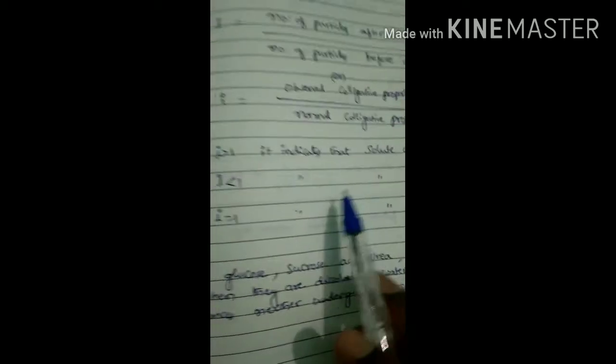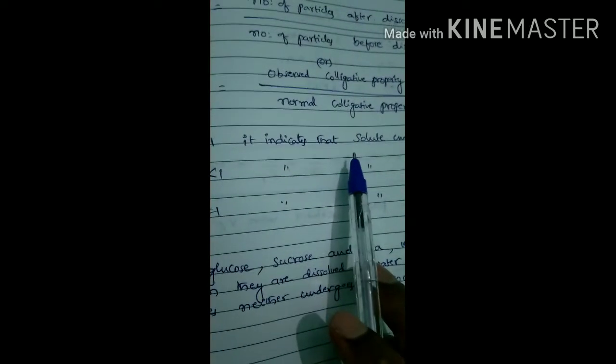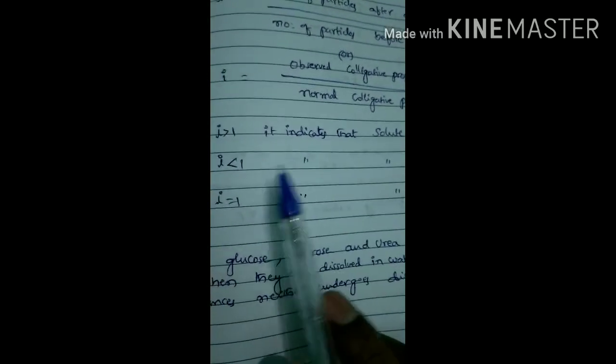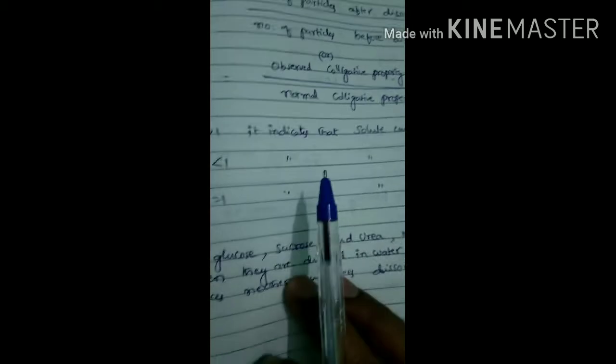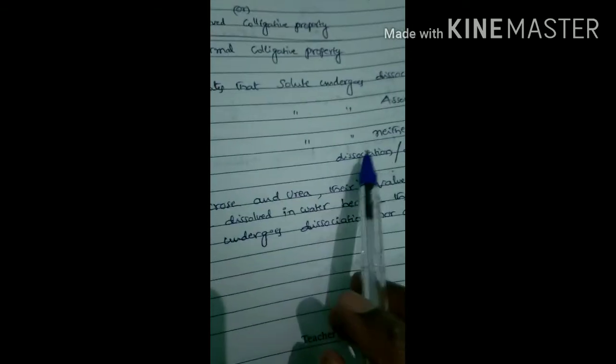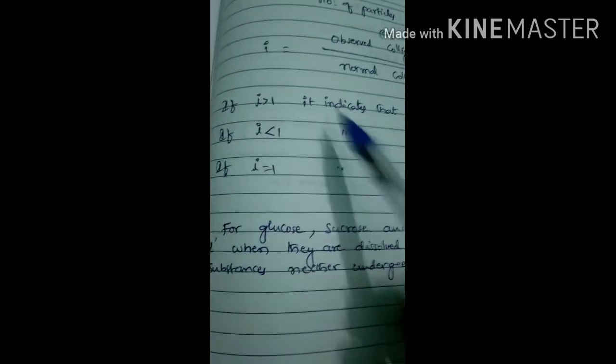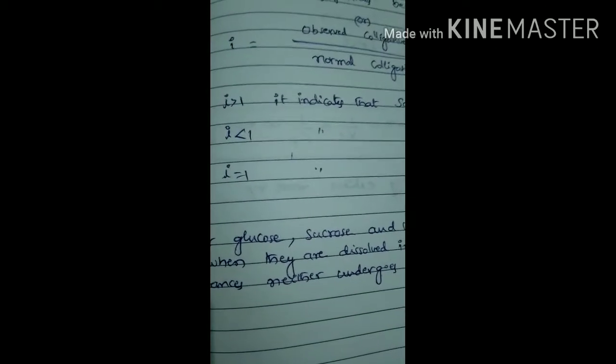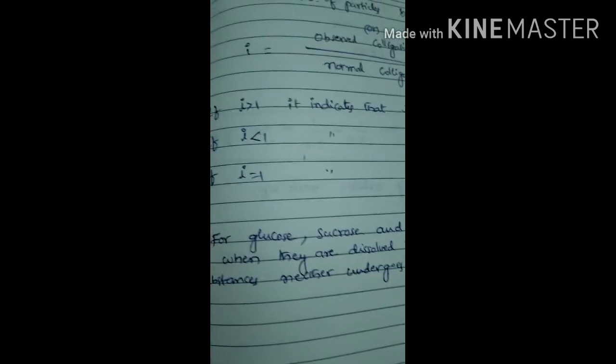So here the point is, if i value is greater than 1, the solute undergoes dissociation. If i value is less than 1, the solute undergoes association. One more point, if i value is equal to 1, then the solute neither undergoes dissociation nor association. These 3 points are very important, and they are also very important for competitive level.